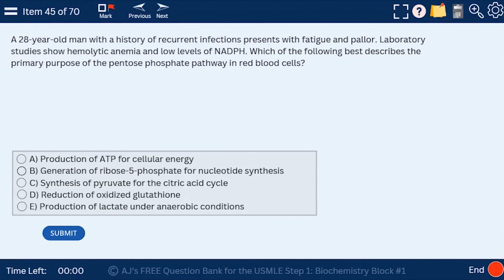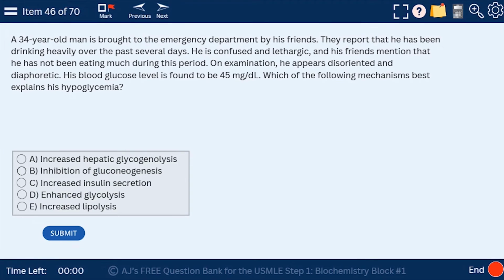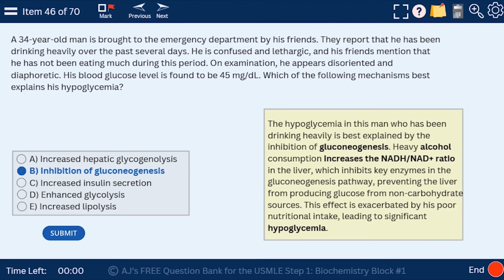Question 45. Man with fatigue and pallor, hemolytic anemia, low levels of NADPH. And we're just asking what the purpose of the pentose phosphate pathway is in red blood cells. As we just mentioned, it's for the reduction of oxidized glutathione to protect against oxidative damage. You can read about that over here. Question 46. Guy is drinking. Why would he get hypoglycemia? Because of impaired gluconeogenesis. Alcohol inhibits gluconeogenesis, and you can read about that over here. This could lead to significant hypoglycemia.